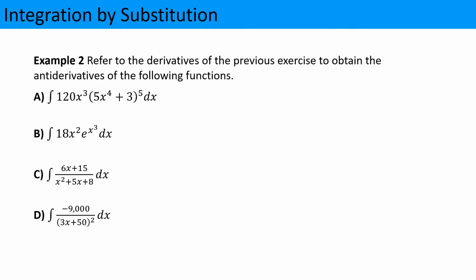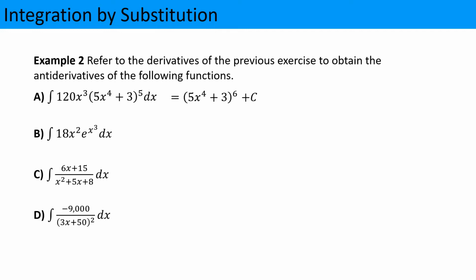Example: refer to the derivatives of the previous exercise to obtain the antiderivatives of the following functions. Part A, the integral of 120x cubed times the quantity 5x to the fourth plus 3, all raised to the 5, dx. The question is, the derivative of what function gives me 120x cubed times 5x to the fourth plus 3 all raised to the 5? Well, that turns out to be the function quantity 5x to the fourth plus 3 all raised to the 6, plus some constant.